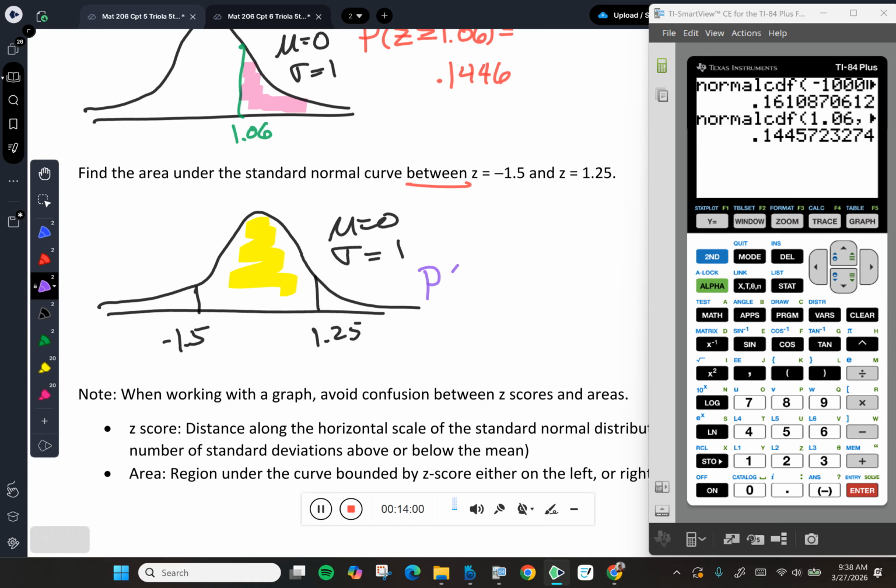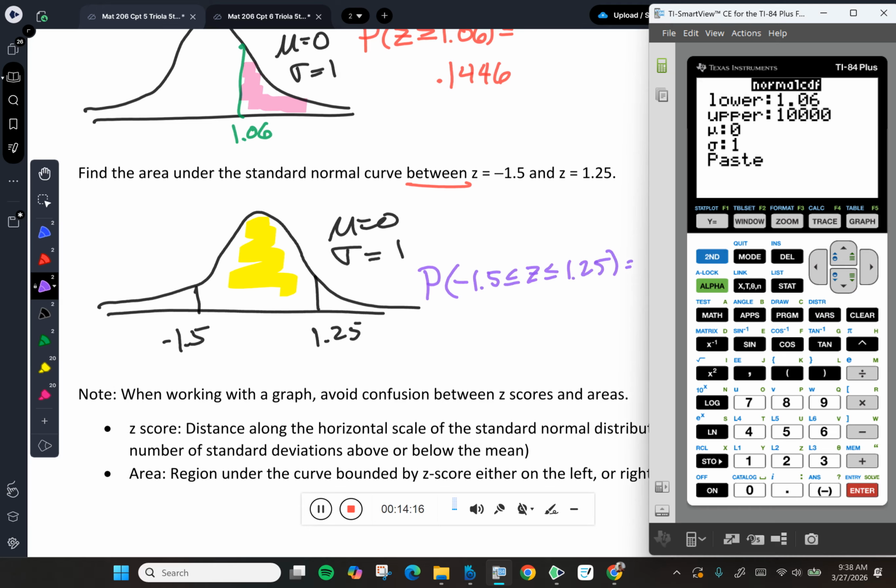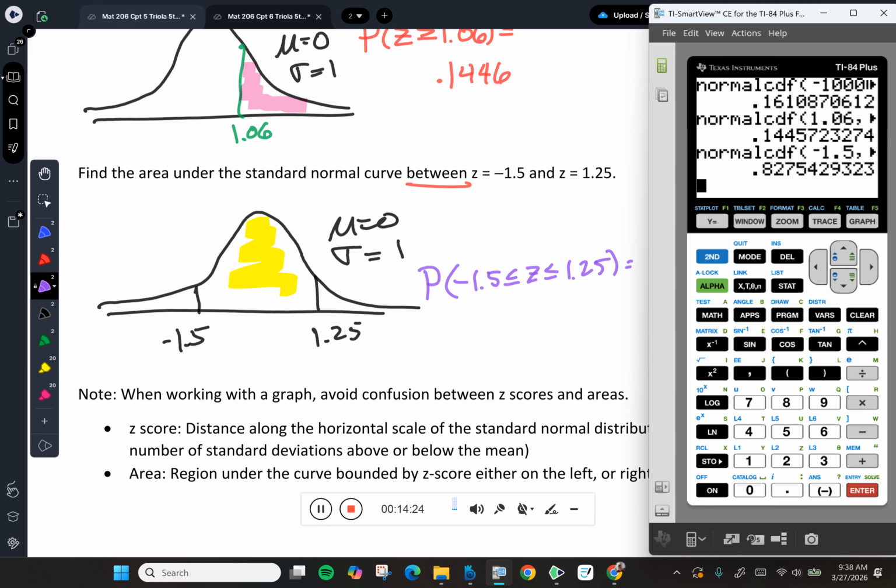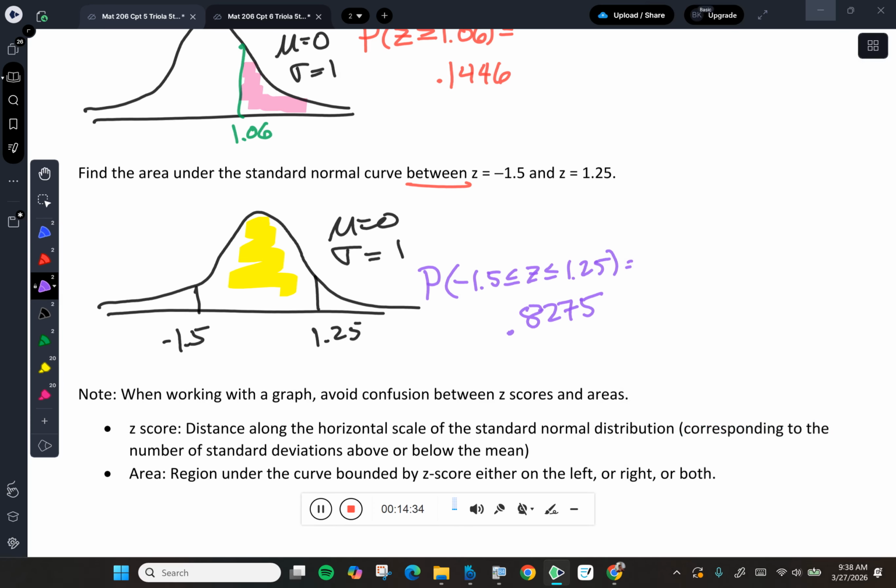So they want the probability that negative 1.5 is less than or equal to z is less than or equal to 1.25. So back to my distribution, normal CDF again, lower limit of negative 1.5, upper limit of 1.25, mean 0, standard deviation 1, paste it back in, 0.8275. Yeah, perfect.